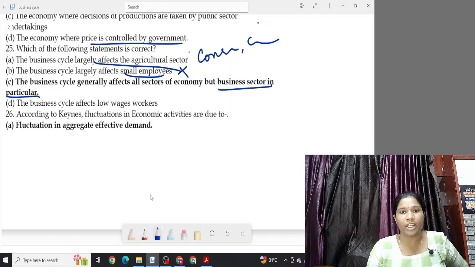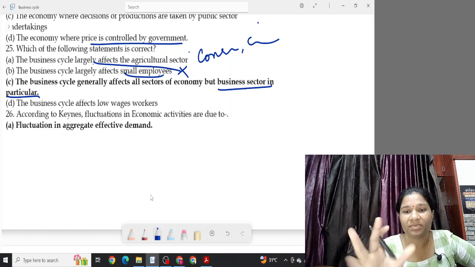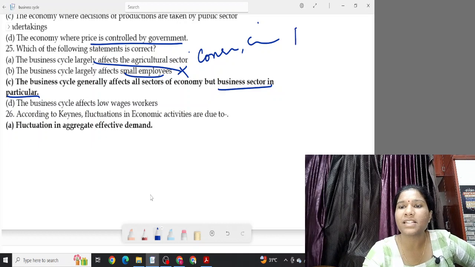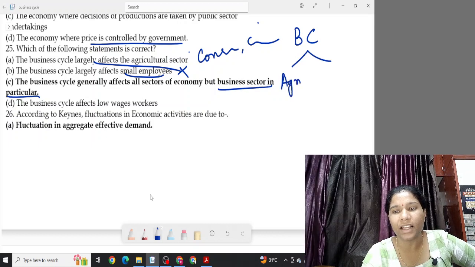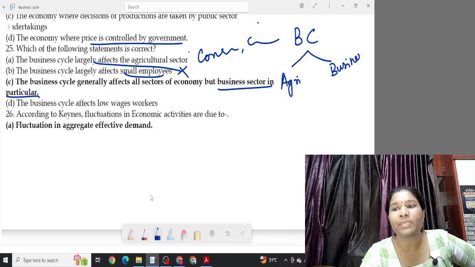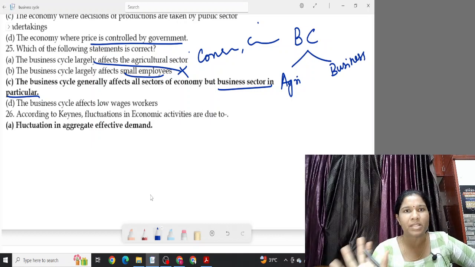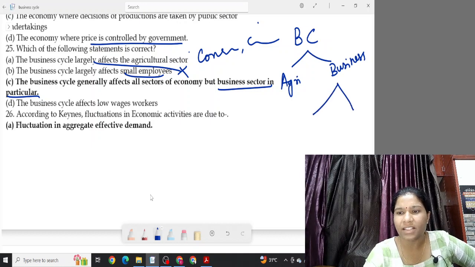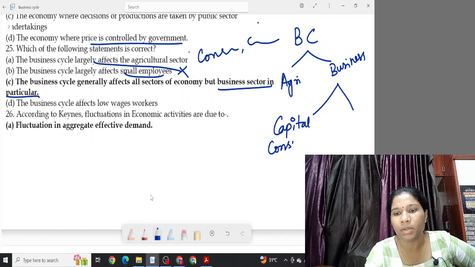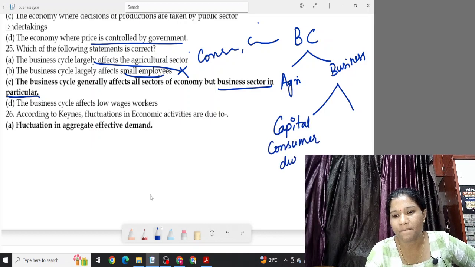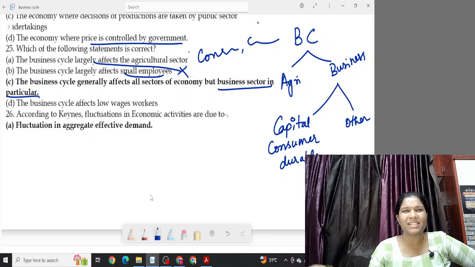In a general way, I'll tell you this, please remember. These people are picking questions in a very tricky way. Now, business cycle: there are two sectors. One is agriculture, and the other one is business. They are not talking about whether it is manufacturing or service sector at all. They are just bifurcating the activities into two, agri and business. And in business, they are dividing this into two: one is capital and consumer durable, and remember all the others, consumer non-durable, perishable, and so on.